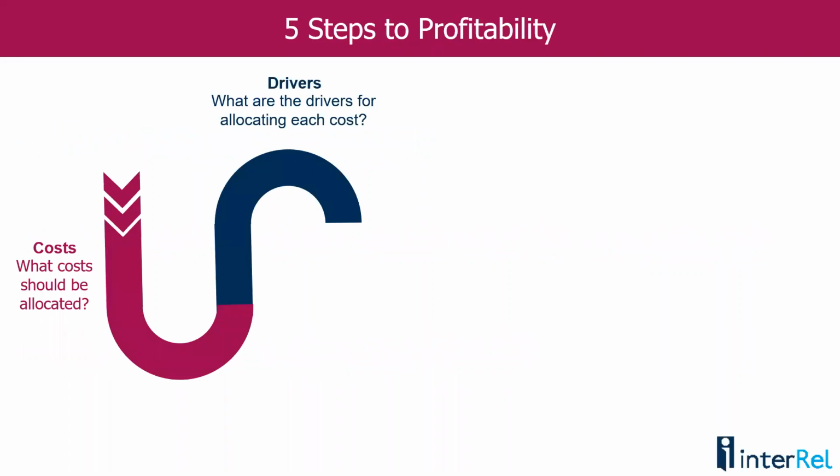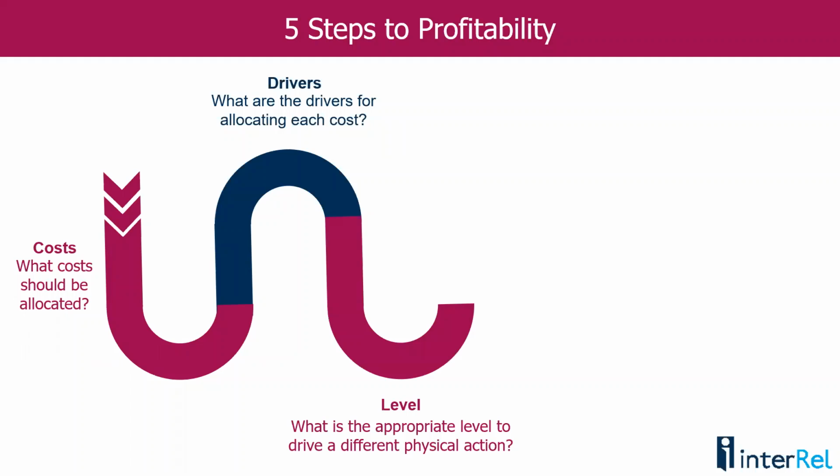Now that we have our costs and we know what drivers we're using, the next step is to determine the appropriate level to analyze profitability at a detailed level. So we're talking by product, by customer, by service, geography. What information, once allocated, would cause you to take a different physical action?